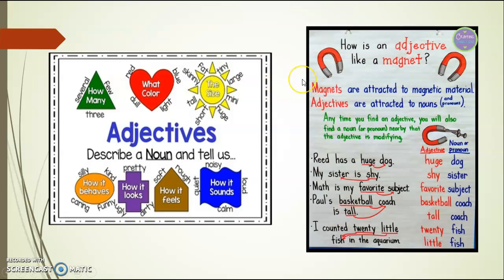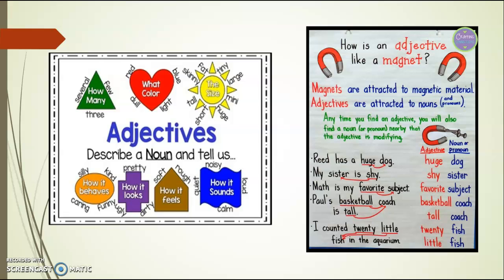So for example, over here it says, magnets are attracted to magnetic material. Adjectives are attracted to nouns or pronouns. So every time there's a noun, there's an adjective, because they're always describing or telling us something about the noun. Anytime you find an adjective, you will also find a noun nearby that the adjective is modifying.